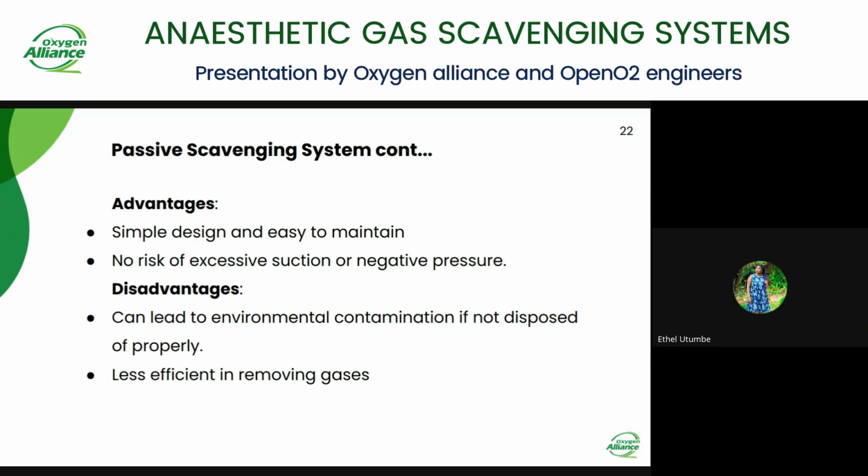In this first part, we explained what scavenging systems are, what anesthetic gases are, and also the types of anesthetic gases, and the effects of waste anesthetic gases on the health of workers. We also explained the regulatory and safety measures that are there. And we also explained how the scavenging system works, the components, the types of scavenging interface. We also explained the types of scavenging systems, which are passive and also active.